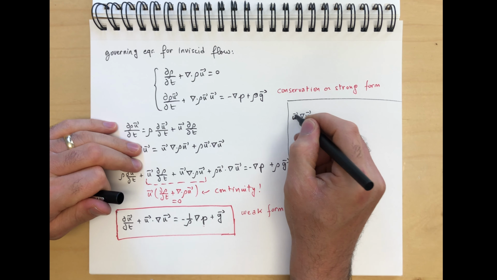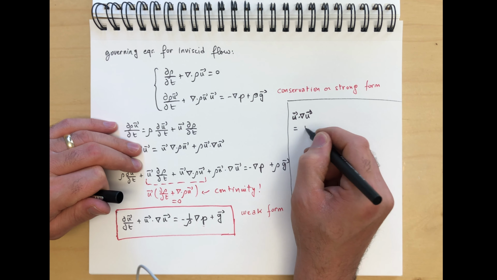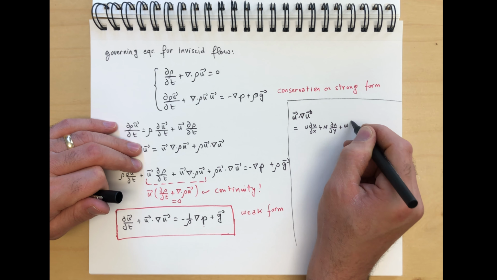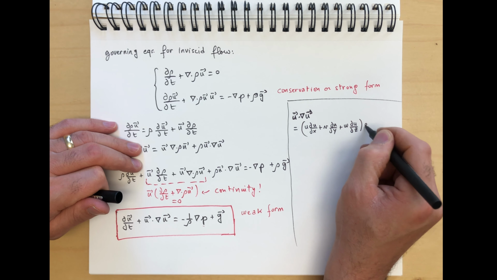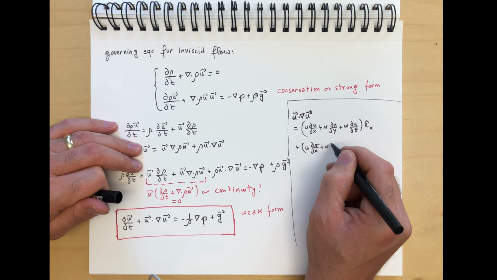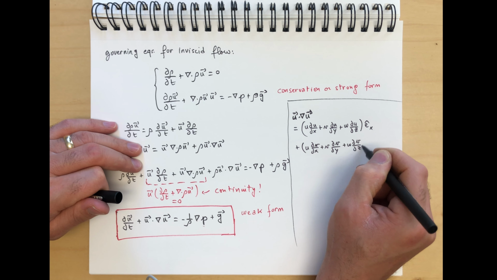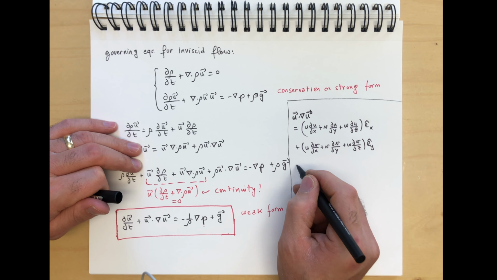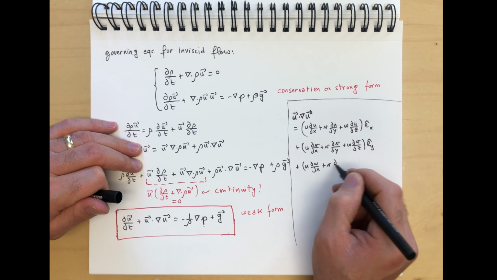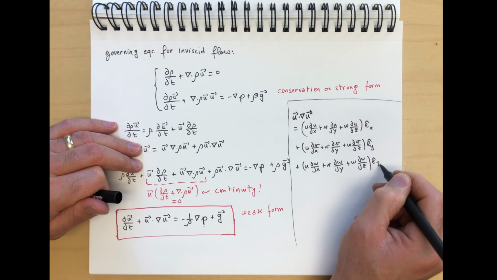Finally, note the components of this vector over here are equal to u du dx plus v du dy plus w du dz times ex, plus u dv dx plus v dv dy plus w dv dz times ey, plus the third component u dw dx plus v dw dy plus w dw dz times ez.